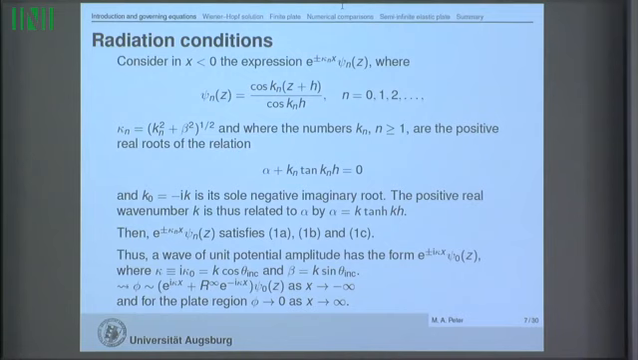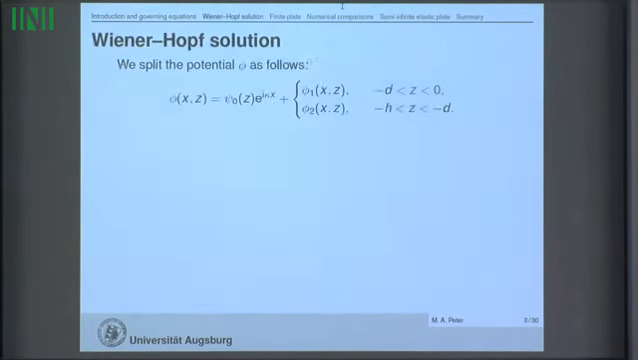And for the plate region, the plate dissipates energy, right? There's the i here. So this goes to 0 as x goes to plus infinity. Right, so this is the system I have to solve. So now we know what we want to do.